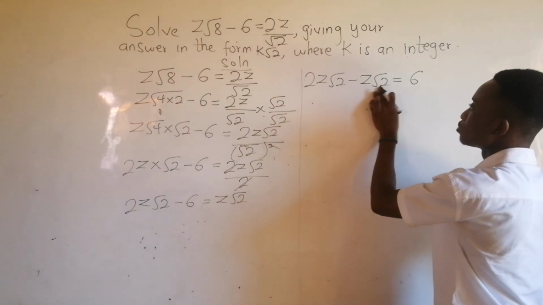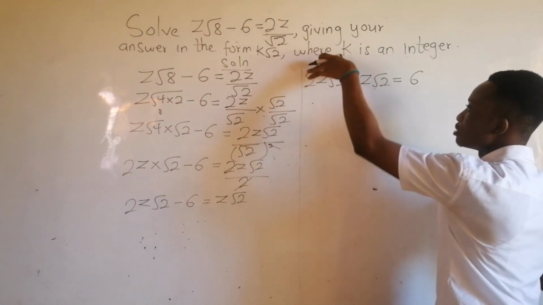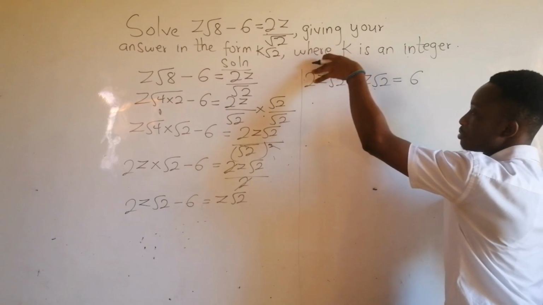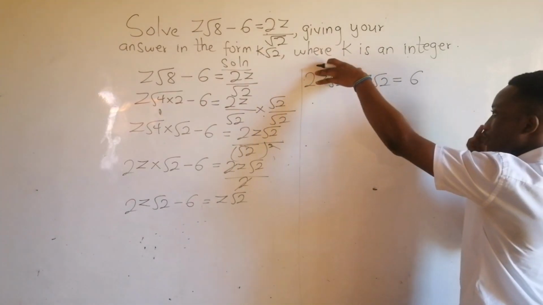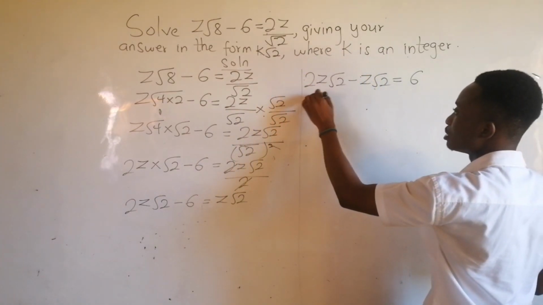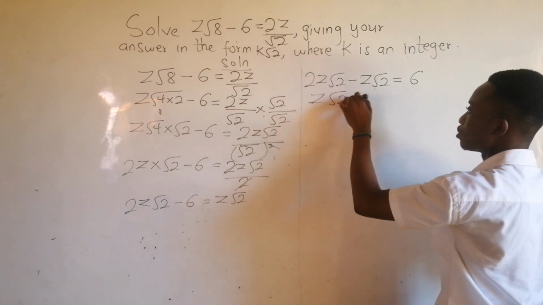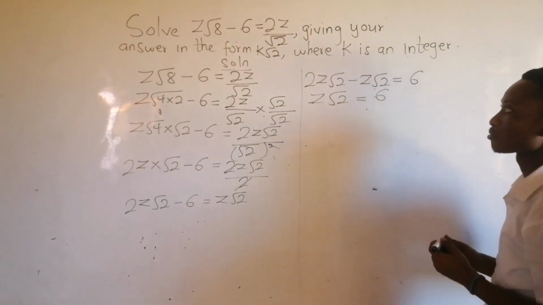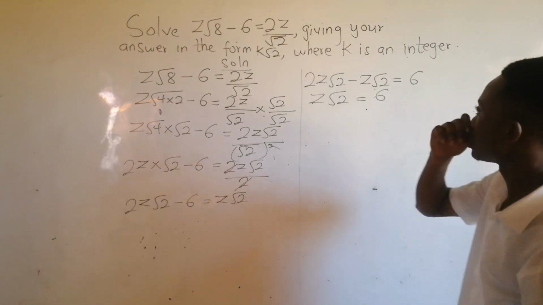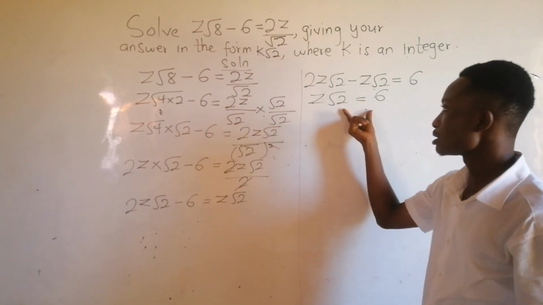2z root 2. Now, because the surds are the same, you subtract the numbers in front of them, or the expression in front of them. 2z minus z will give me z root 2, all equals 6. Now, you need to leave the expression in this form, and it's not in that form.